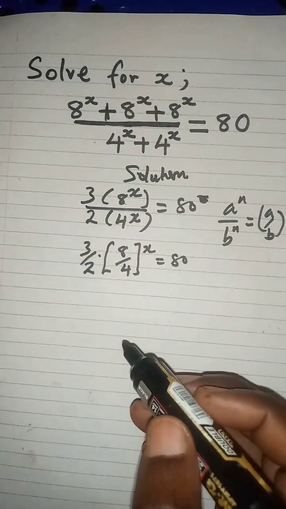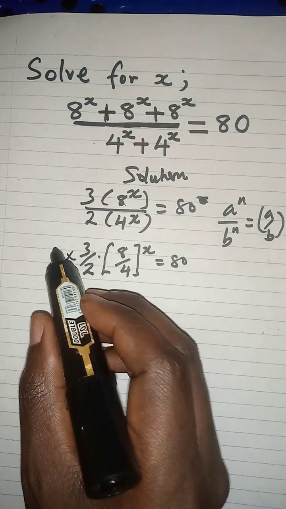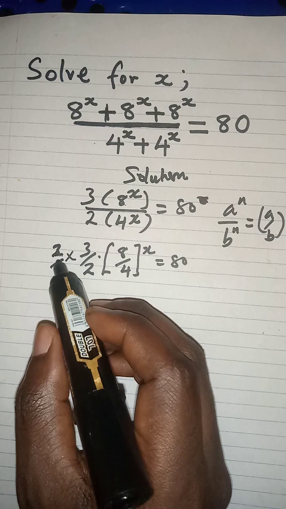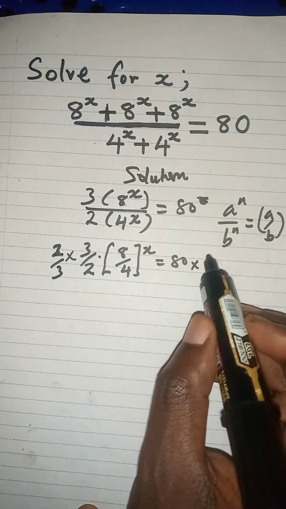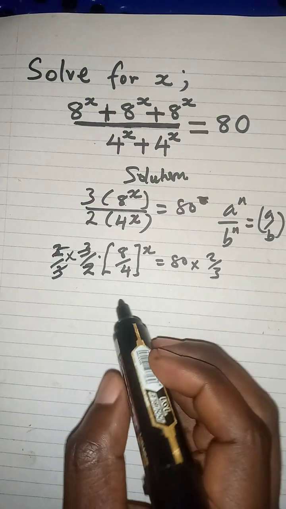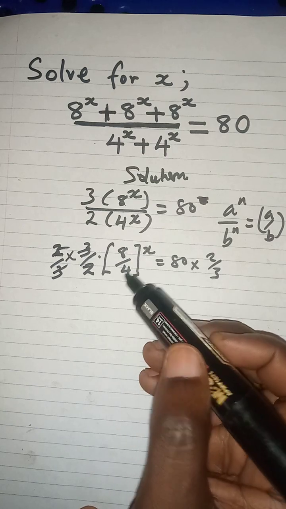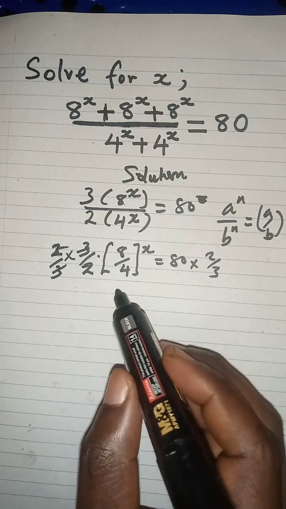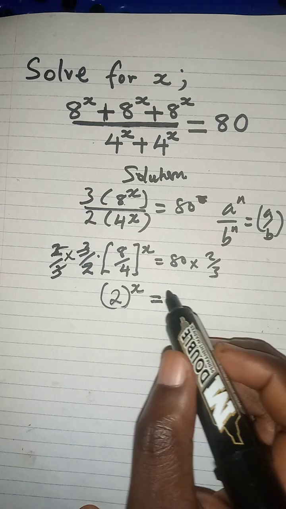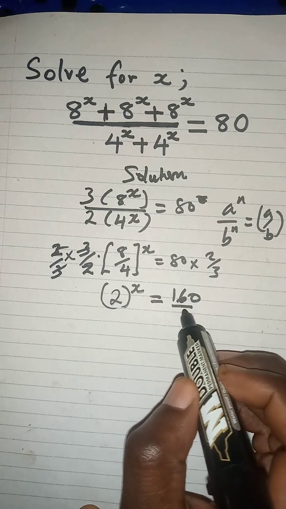So well, at this stage now, I'm going to remove 3 over 2 by multiplying all through by the reciprocal of 3 over 2. So that is 2 over 3 on both sides. And then I'm going to cancel. And here, this is elementary maths, 8 divided by 4, of course, it gives you 2 raised to x is equal to, if you come this side, you're going to get 160 divided by 3.